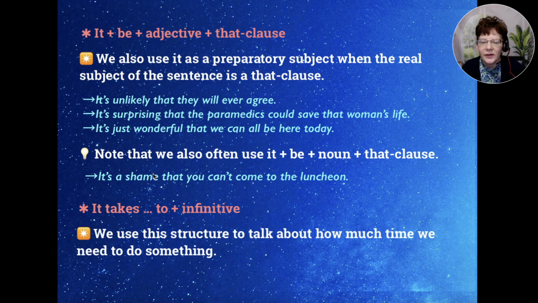Okay, note that we also often use it plus be plus a noun plus a that clause. For example, it's a shame that you can't come to the luncheon. So, it plus be, shame is a noun, and then this is the that clause, that you can't come to the luncheon. All right, and then we have it takes, so whatever the clause is, plus to infinitive. We use this structure to talk about how much time we need to do something.